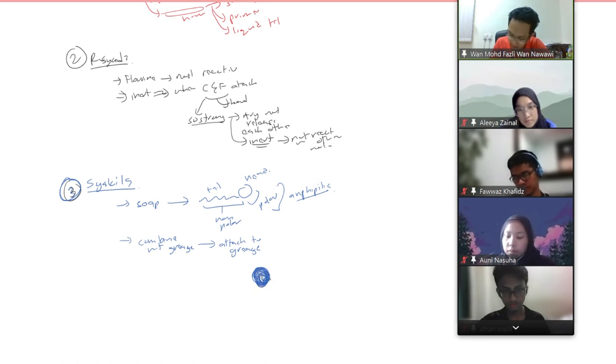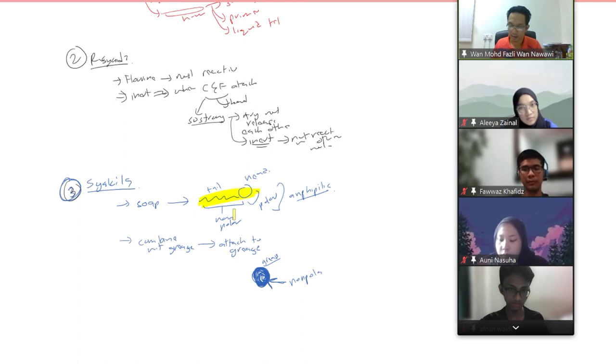This is grease or oil. Is it polar or non-polar? Non-polar. Okay, so how does the soap, which has polar and non-polar parts, attach to the grease? The non-polar. Okay, the tail of the soap, the non-polar part, will be attached to the grease.